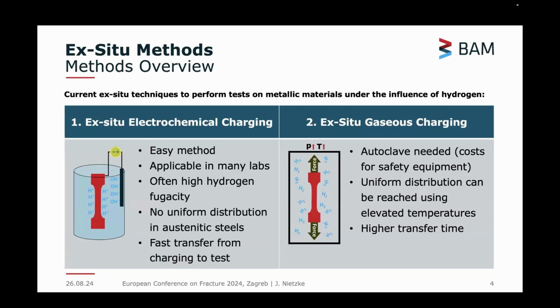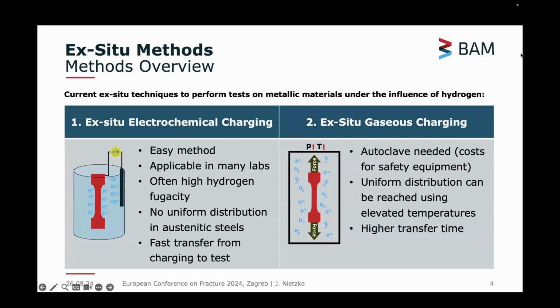So as I mentioned, first the ex situ methods, we can use electrochemical charging. As I said, that's an additional simplification. It's an easy method. That's why many people do this. It's applicable in many labs, and you get quick results. And you also have some benefits that, for example, you can transfer the specimens very fast to the test. But you have some problems.